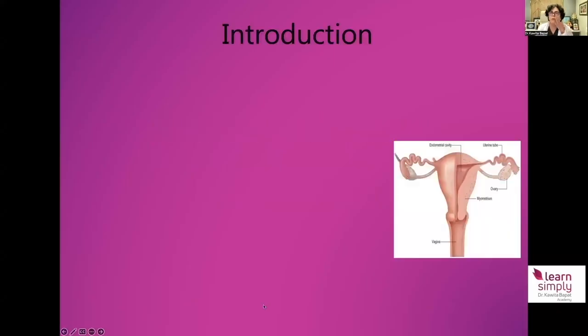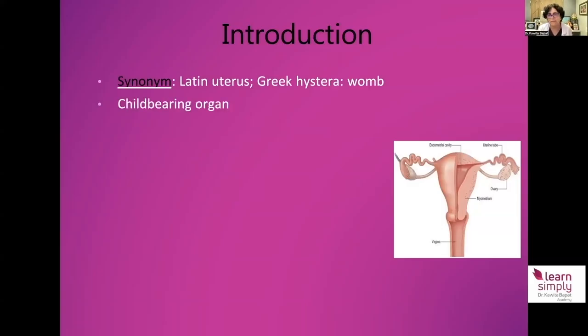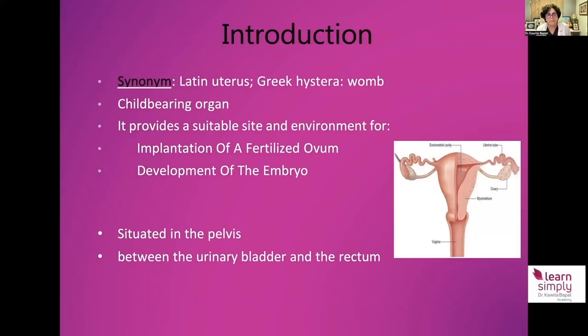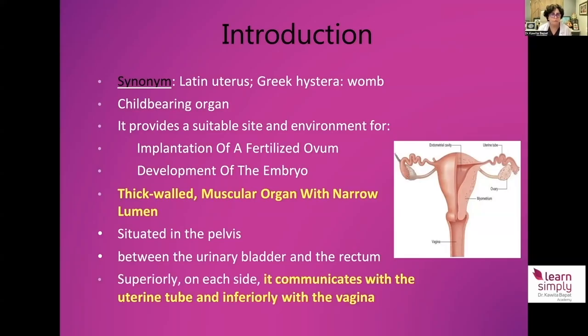Very good and modern. So, introduction-wise, we all know it's the uterus, from the Greek hystera, womb. We can say it's a child-bearing organ. It provides a suitable site and environment for the implantation of the fertilized ovum and development of the embryo. It is situated in the pelvis between the urinary bladder and the rectum. It's a thick-walled muscular organ with a narrow lumen.